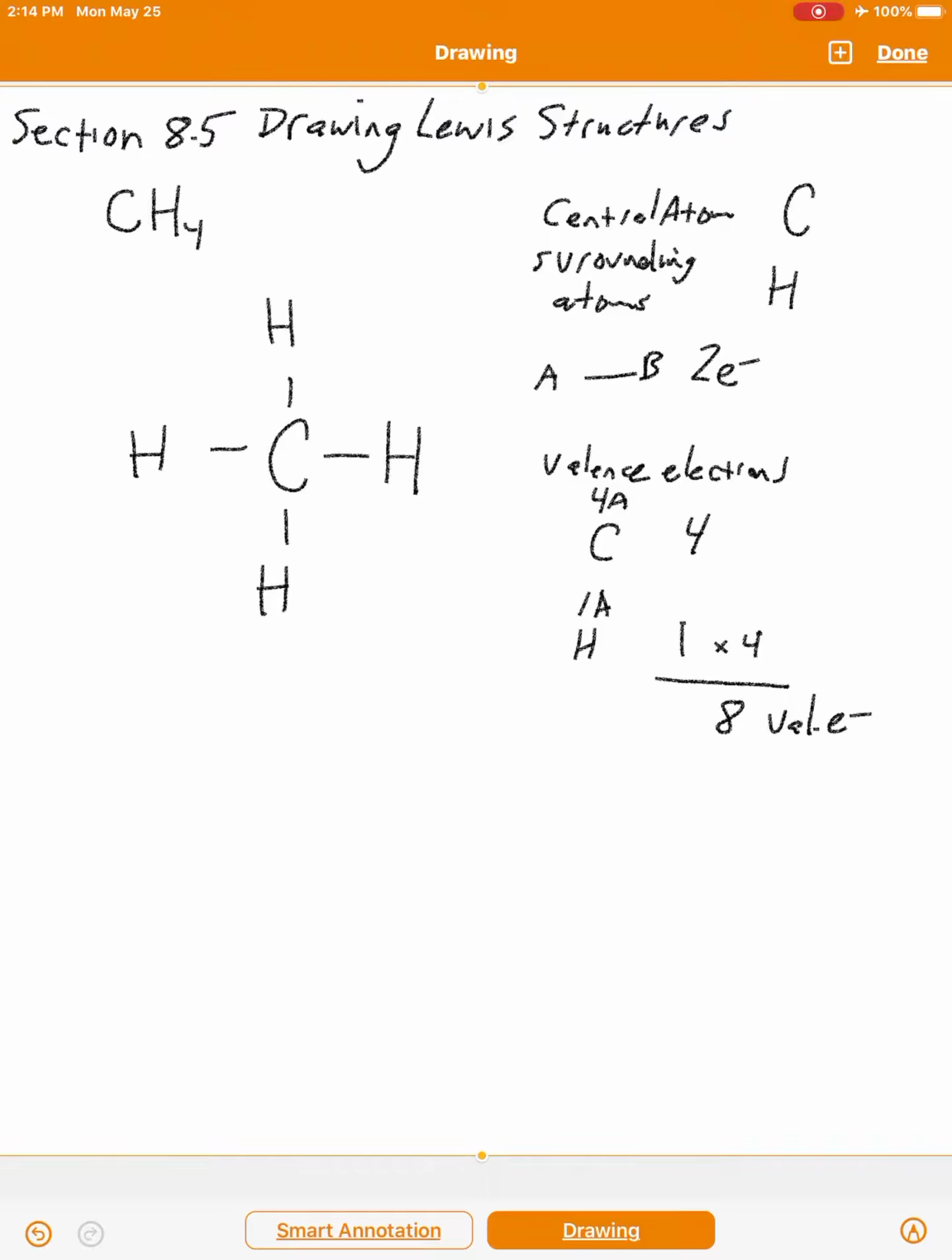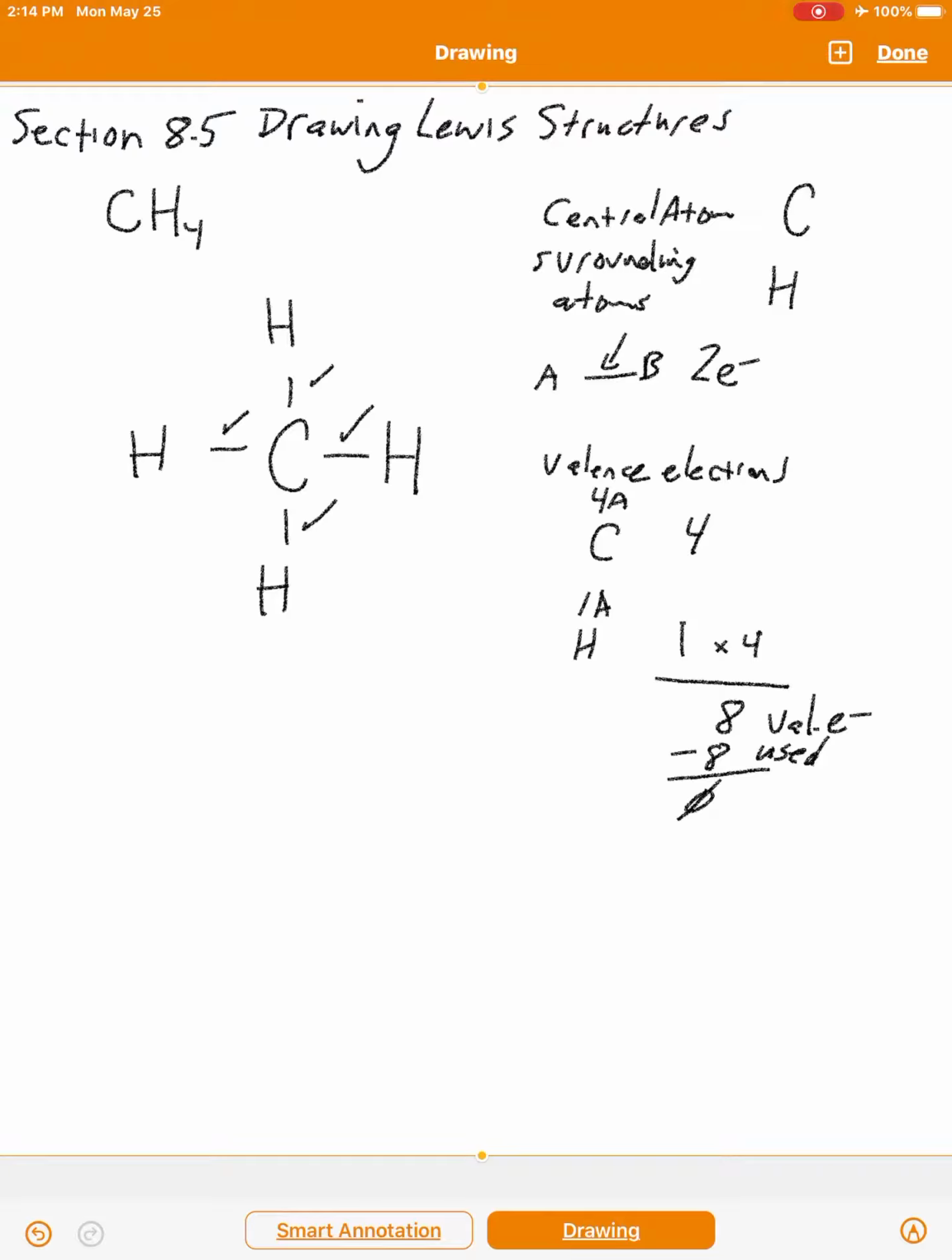We then subtract the electrons that we've already drawn in with the lines. Each bond is 2 electrons. So here's 2, here's another 2, here's another 2, and there's another 2. So we subtract that. These are the electrons used. And we're left with 0.